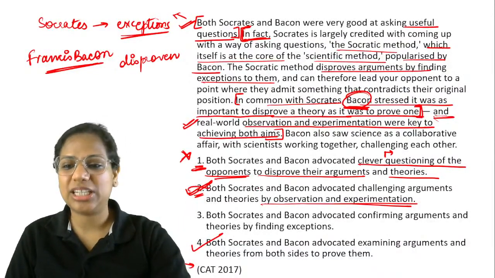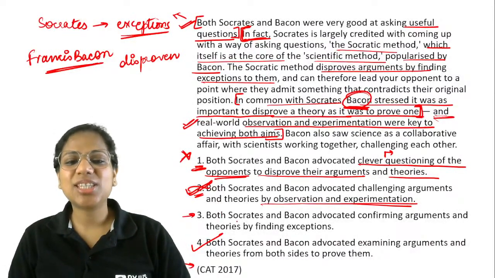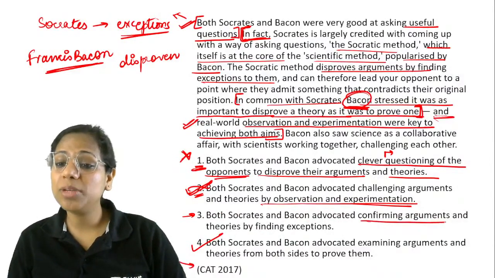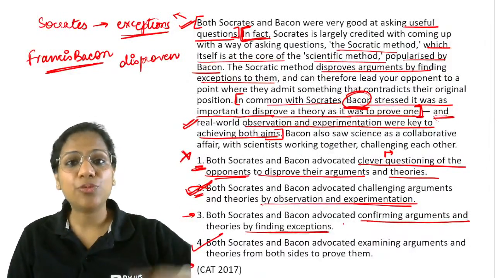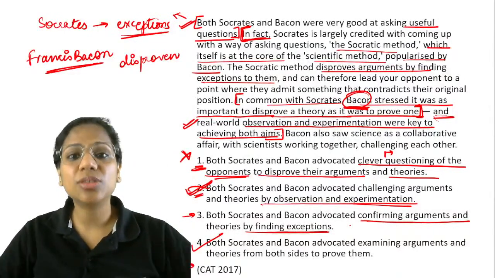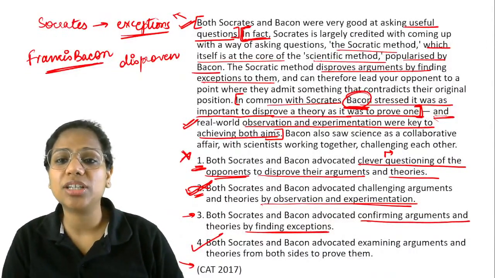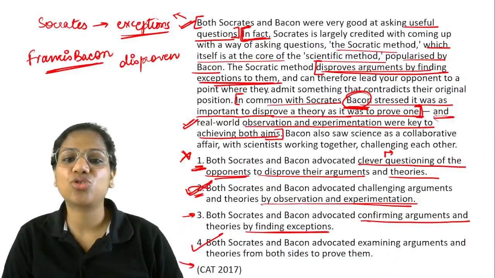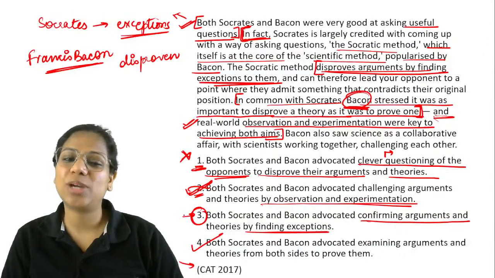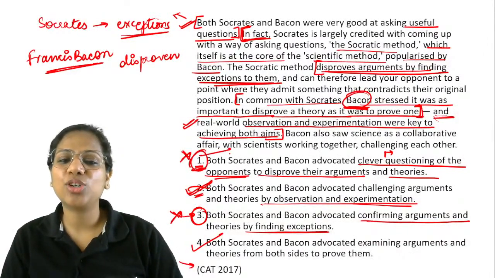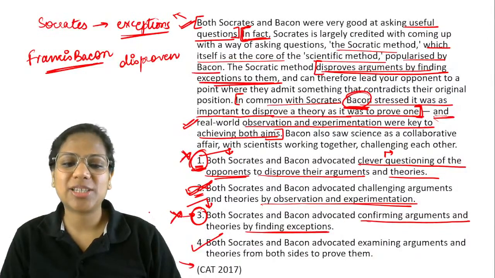Alright, so eliminated. Now let me just check your comments if you've said something. Okay, no. 3 says, both Socrates and Bacon advocated confirming arguments and theories by finding exceptions. Were we confirming them by finding exceptions? If we found exceptions, then that stood disproven. If we found an exception to some argument, then it stood disproven. We were not confirming arguments and theories by finding exceptions. So I feel that 1 and 3 were pretty easy to eliminate. 1 on the basis of tone, they were not trying to trick the opponent, and 3 because this is actually false as per our paragraph.